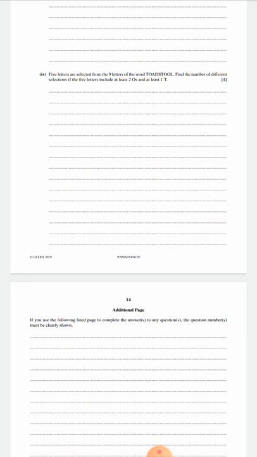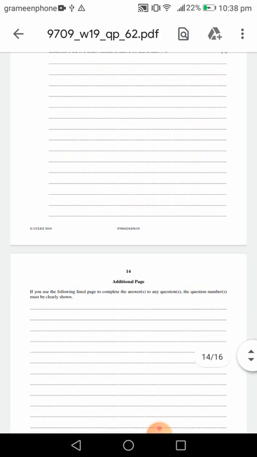5 letters are selected from 9 letters of the word toadstool. Find the number of different selections if the 5 letters include at least 2 O and at least 1 T. So it can have more than 2 O's or more than 2 T's, but there must be 2 O's and 1 T present. Okay, let's go to solving.